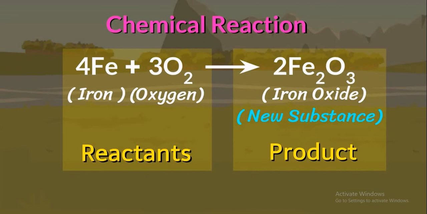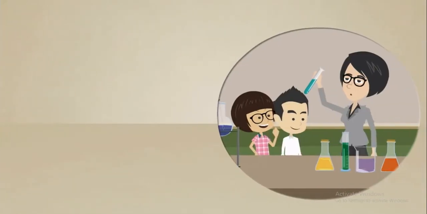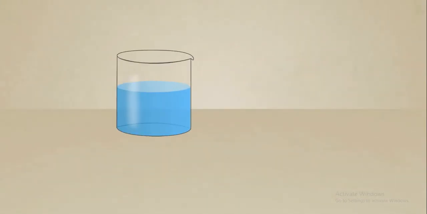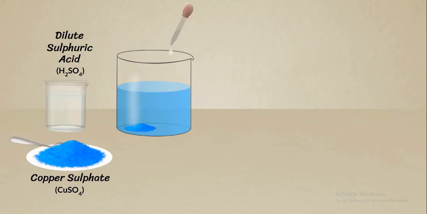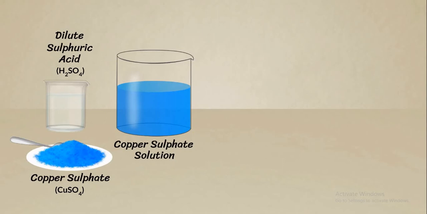Take another example for understanding it more clearly. If you want to perform this activity, take help of your teacher. Please don't do it yourself. Take some water in a beaker, dissolve a tablespoon of copper sulfate in it, and add a few drops of dilute sulfuric acid to it. It will form a blue colored solution. It is copper sulfate solution.